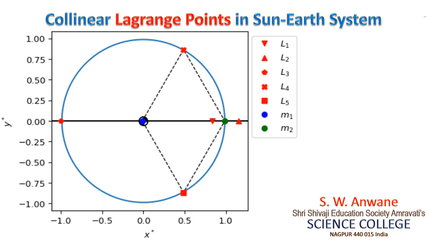Lagrange points, first discovered by the brilliant mathematician Joseph Louis Lagrange in the 18th century, represent stable equilibrium points where the gravitational field is zero. Lagrange named these points L1, L2, L3, L4, L5 as libration points.